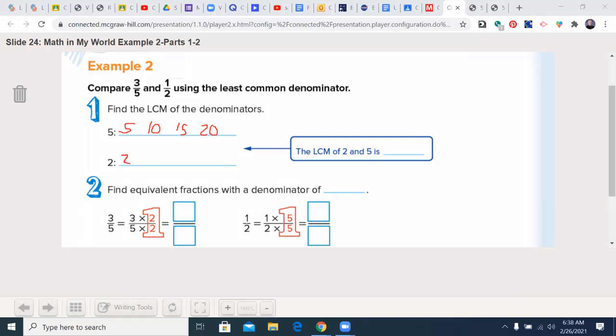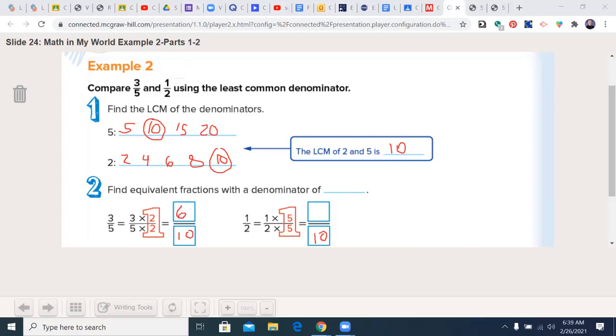2 times 1, 2 times 2, 2 times 3, 2 times 4, 2 times 5. So I have that over 10. So the least common multiple of 2 and 5 is 10. So now I need both of these to have a denominator of 10. So normally what I would do is I would go ahead and write the 10 in, and I would figure out how many times did 5 go into 10? Well, twice. So then I need to multiply the top number, the numerator, by 2 as well.